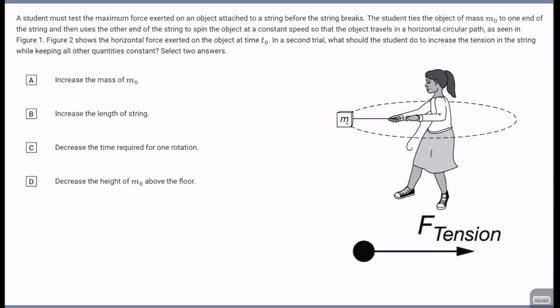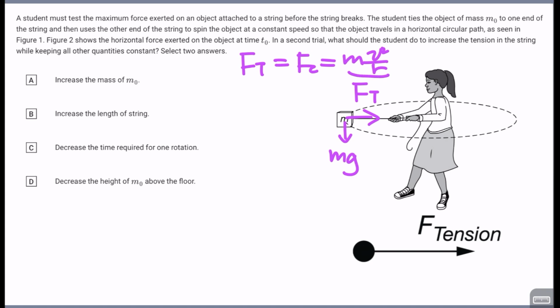Okay, so according to this diagram, I can try to draw the free body diagram, and the object experiences a gravitational force that points downward, and then it also experiences a tension force that points to the person. Well, we know that right here, the tension force is equal to centripetal force, which is mv squared over r. So when we are trying to increase the tension force, we need to increase any one of these. So either we need to increase the mass or we need to increase the speed of the circular motion, or we need to decrease the radius.